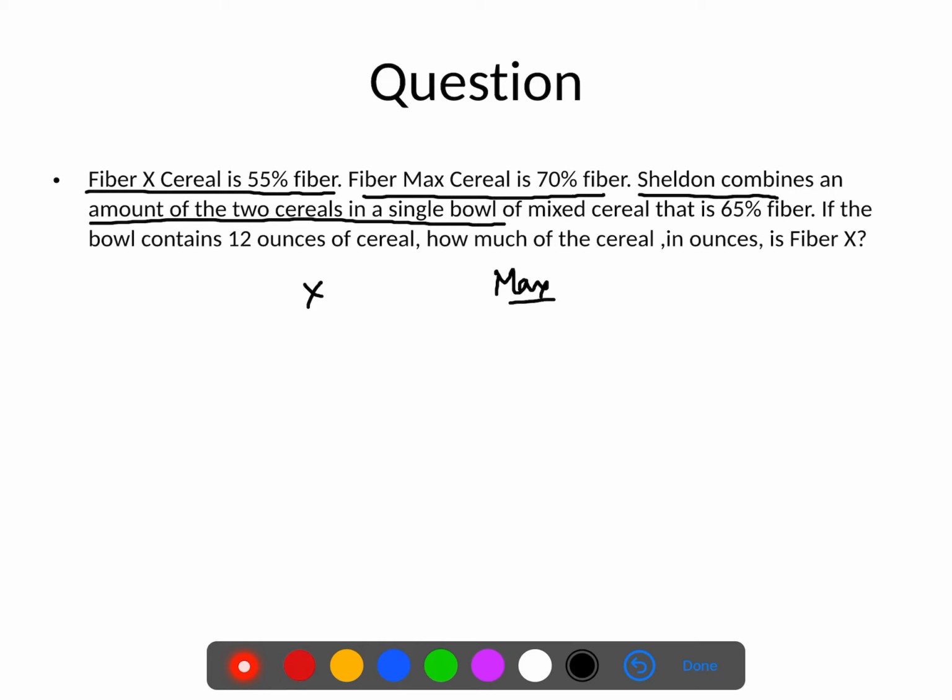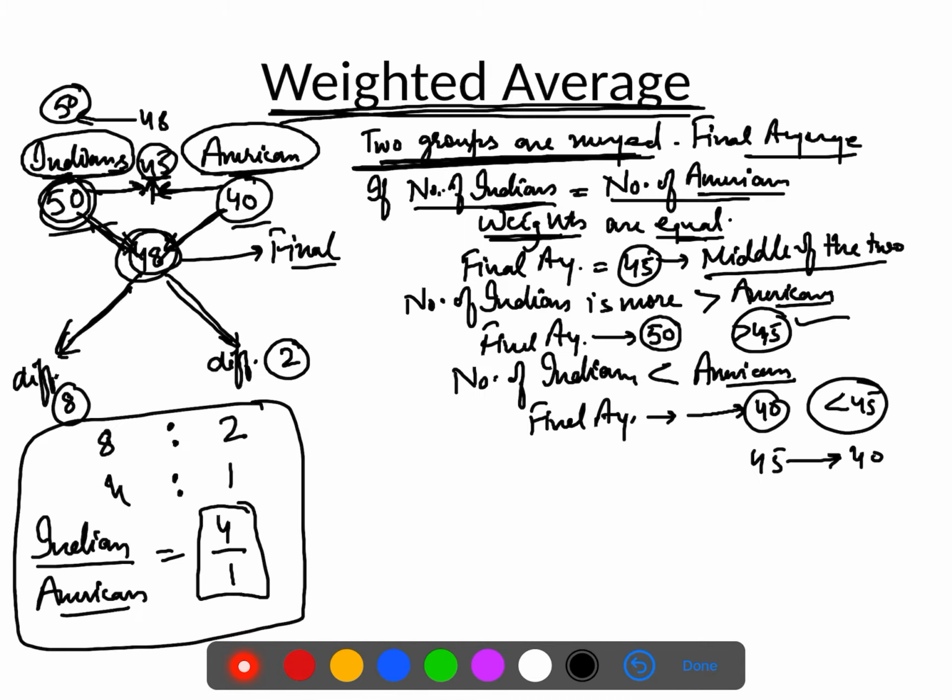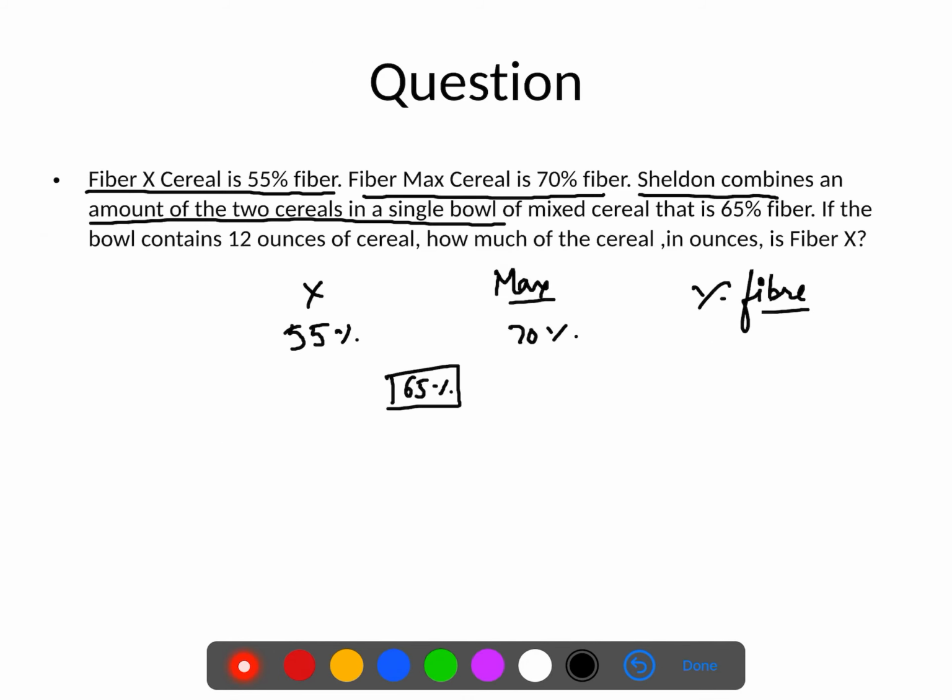Okay, what are we talking about? 55% of fiber, 70% of fiber, and the final we have 65% of the fiber. So it's the percentage of fiber that we're talking about. For example, in the previous question, we were talking about the average score per person. Here we are talking about percentage of fiber in each box. So it could be anything. Okay, the basic idea is two groups are getting clubbed to make a bigger thing.